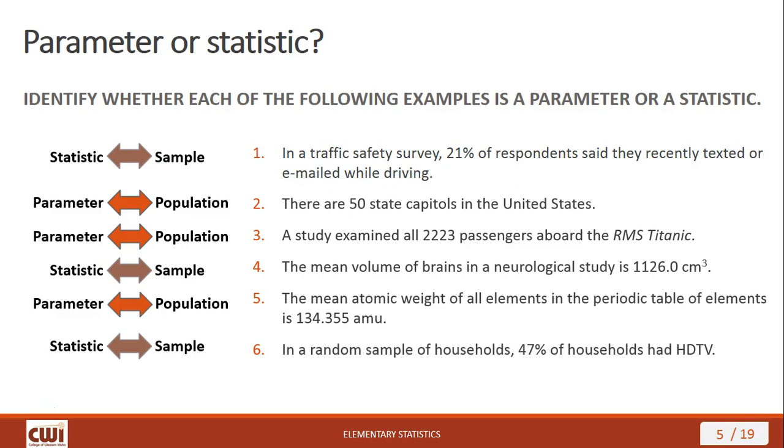Sometimes you'll get examples that just say the word outright. So you're looking at sample, you're looking at population, it says the word, right? That's a freebie. You just take the freebie and run with it. Okay? Just remember that statistics are used to describe samples, parameters are used to describe populations.